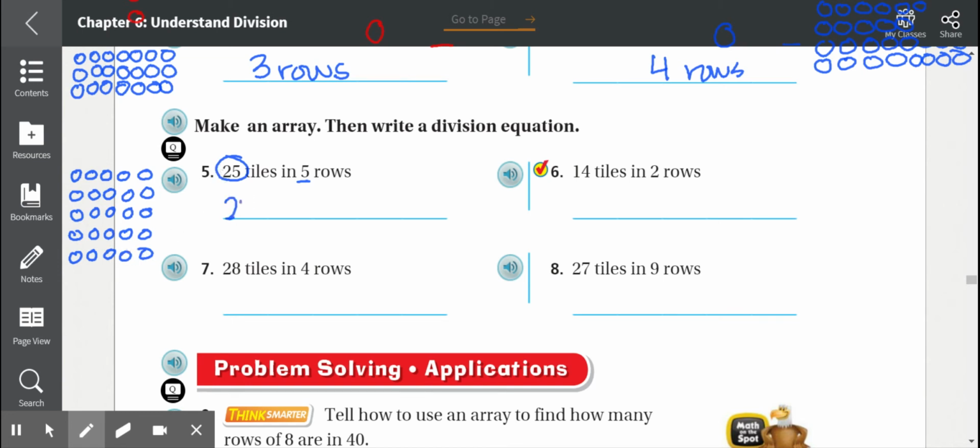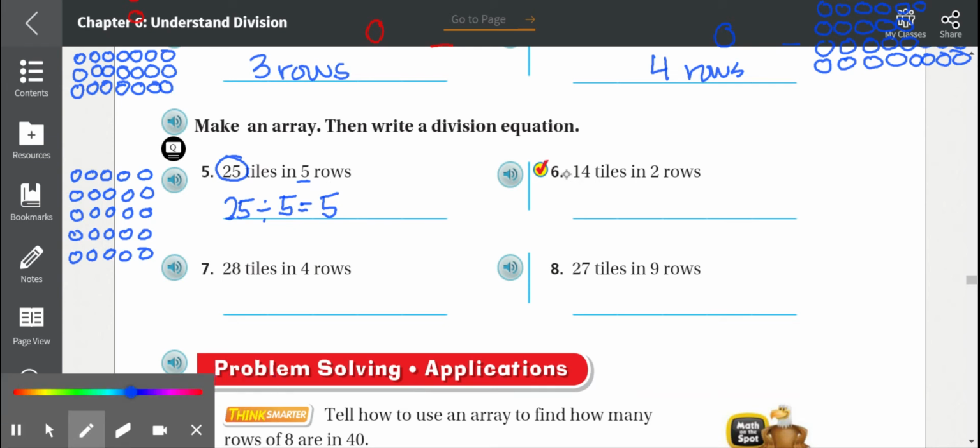So we have 25 tiles, and we divided it into how many rows? 5 rows. 1, 2, 3, 4, 5. And there's 5 in each. So that's 25 divided by 5 equals 5.